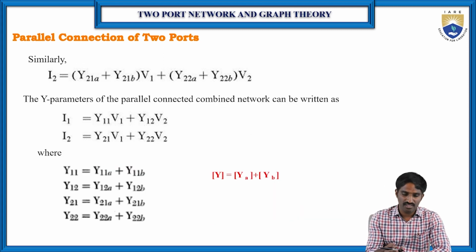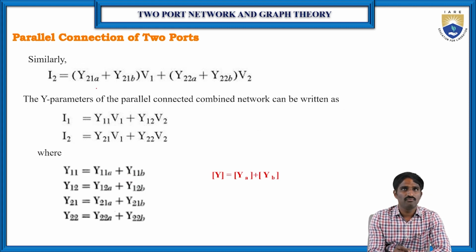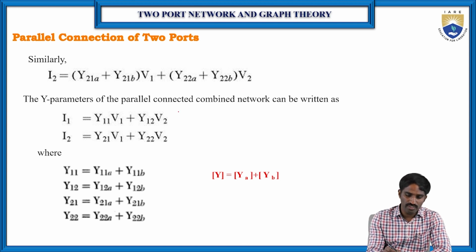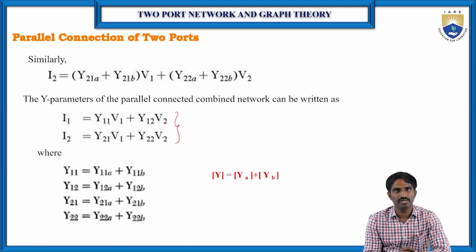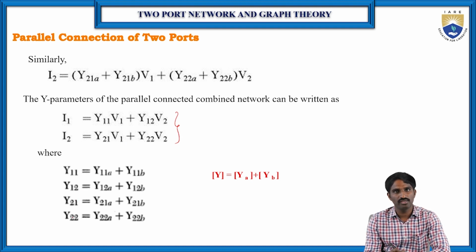Similarly, substitute the values of I2A and I2B in this equation, and you will get the I2 value as (Y21A plus Y21B) into V1 plus (Y22A plus Y22B) into V2. Then compare these two equations with the standard equations: I1 is equal to y11 v1 plus y12 v2, and I2 is equal to y21 v1 plus y22 v2. Comparing, you get y11 is equal to y11a plus y11b, and similarly for y12, y21 and y22.